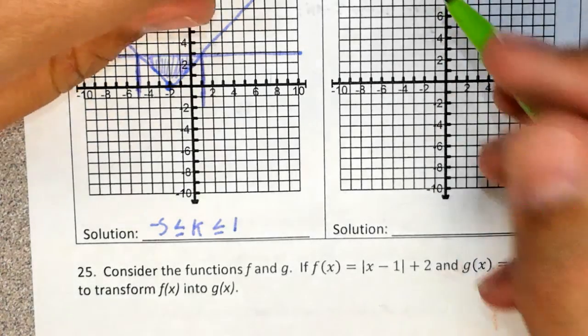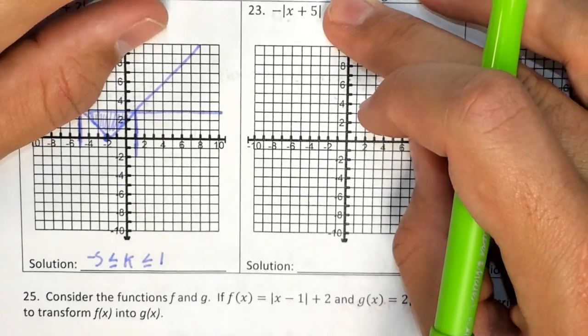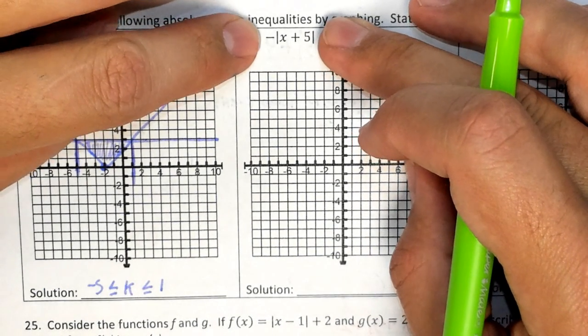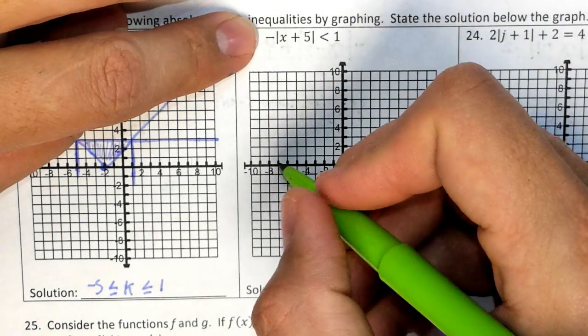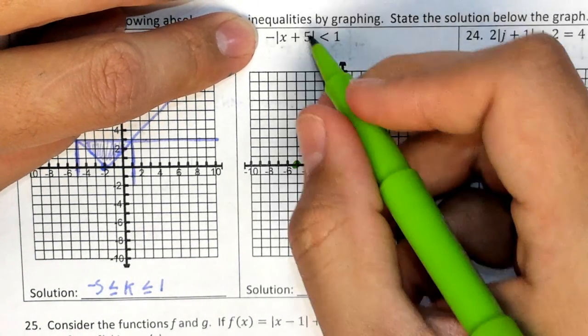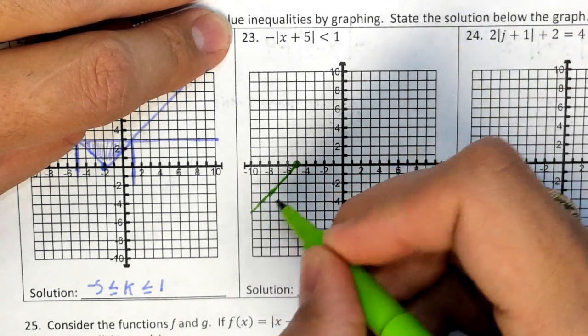I'm doing 23. Let's go ahead and graph this left side here. Negative, so it's open down, and my vertex is shifted to the left 5. So there's my vertex. I'm going down. Slope still is 1 up, 1 down, 1 over.